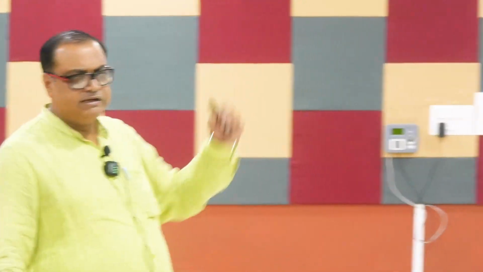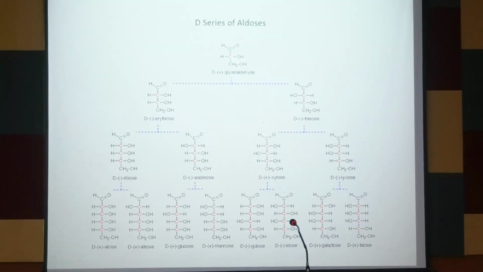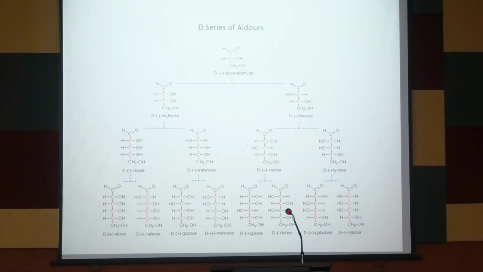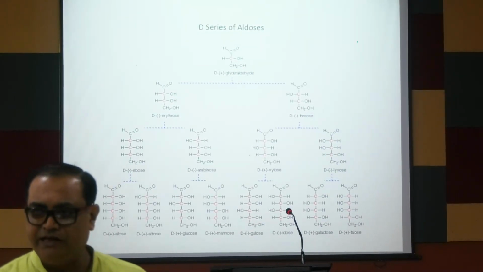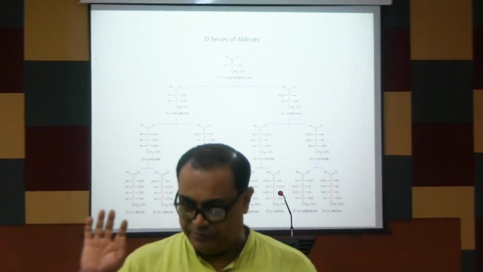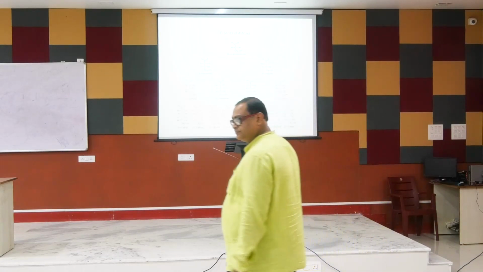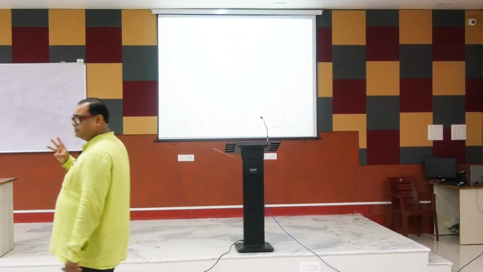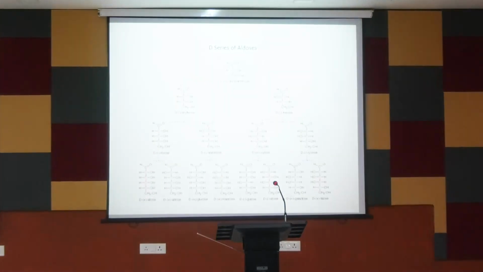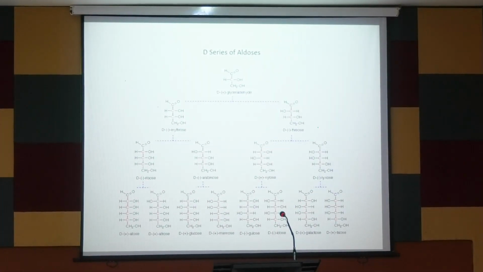How to remember this series, and why remember this series? Because many times a question comes regarding the structure. If you remember the technique, it is very easy to draw. If you know how to draw a structure, you can draw any structure. But if you don't know, then you have to memorize each and every structure. The first one is D-glyceraldehyde, which is a 3 carbon triose sugar, D sugar, L sugar.